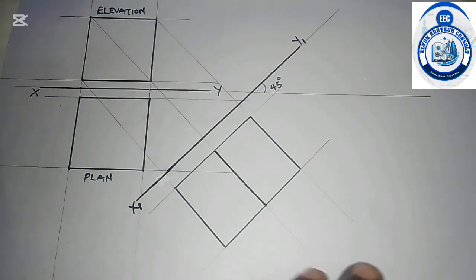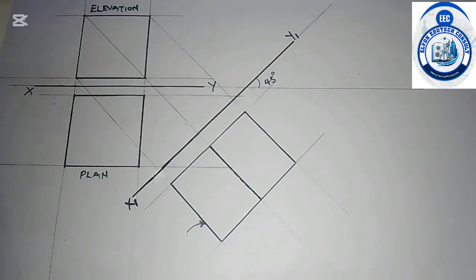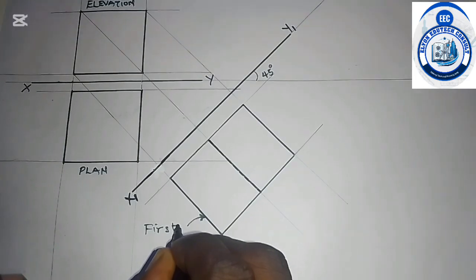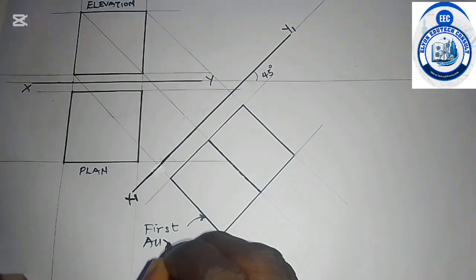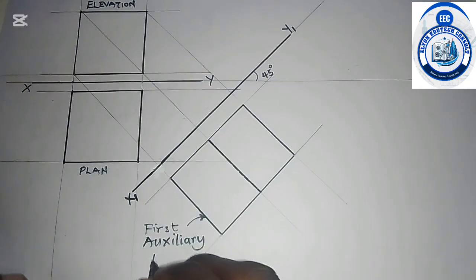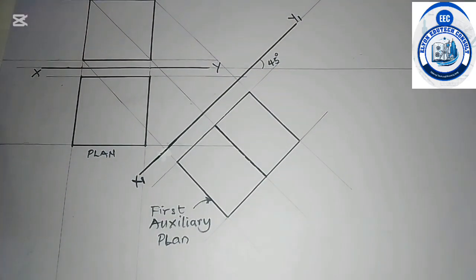So this will give us now, this will be my first auxiliary plan. First auxiliary plan. So this is how to draw the first auxiliary plan. We have successfully answered this part here, the B part, first auxiliary plan. So we are going to move straight away to the second auxiliary elevation now.